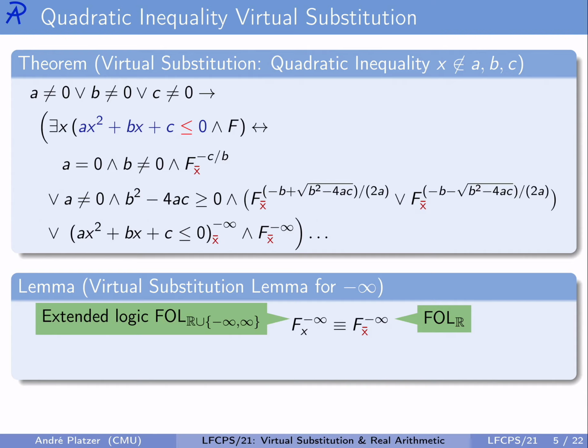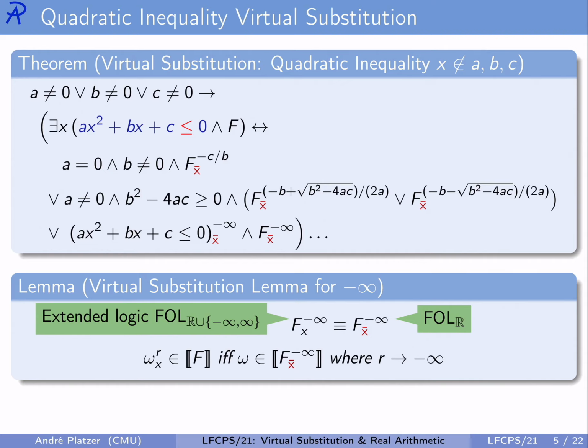Here we have on the left-hand side this extended first-order logic of the reals with minus and plus infinity somehow added on to that. But on the other side, we stand completely in first-order logic of real arithmetic. We just syntactically get our way out of that. And that equivalence really then means that the formula f is true for numbers that are converging towards minus infinity, so they're getting smaller and smaller. If they're just small enough, then this is true if and only if that virtually substituted formula is true.